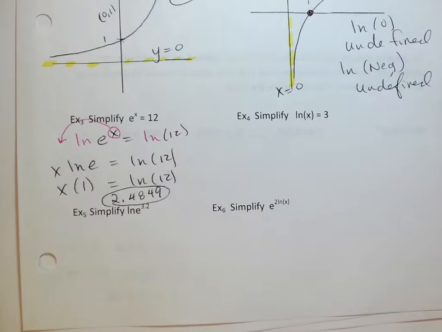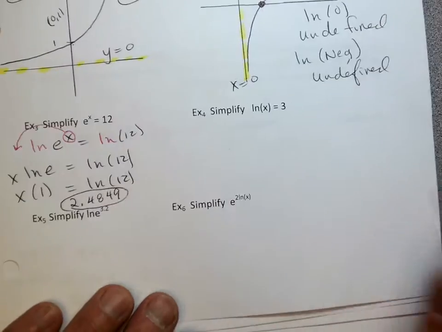So with e, don't use log, use natural log. With e, don't use log base 10, use natural log, which is base e, okay? All right, example 4.